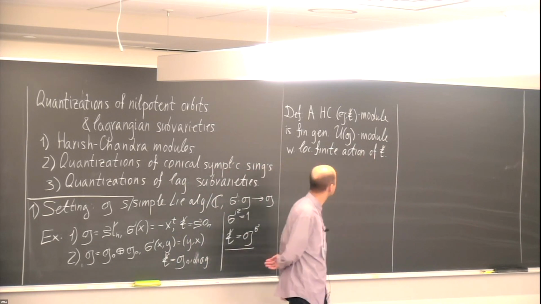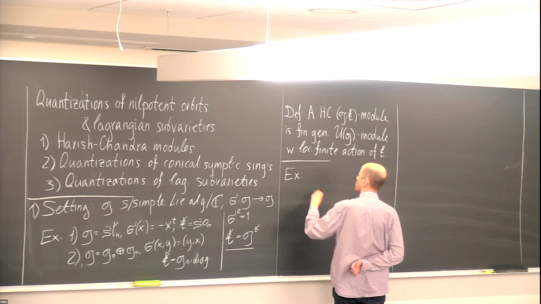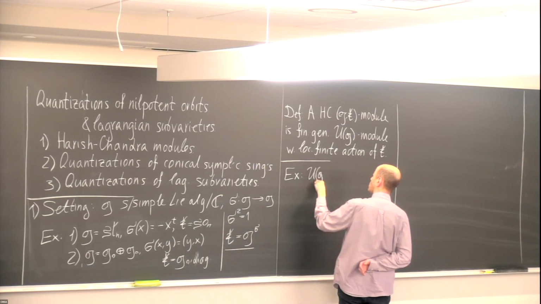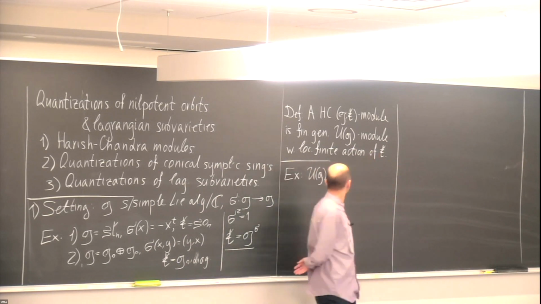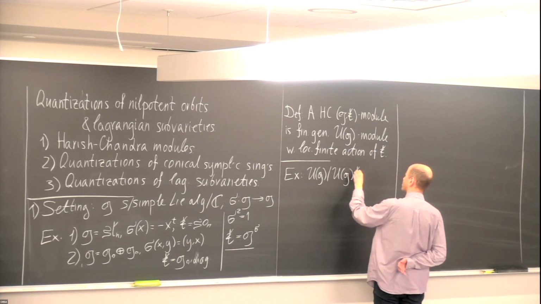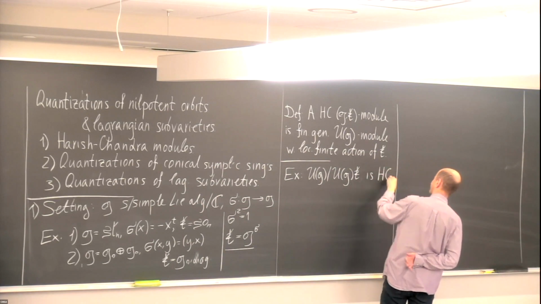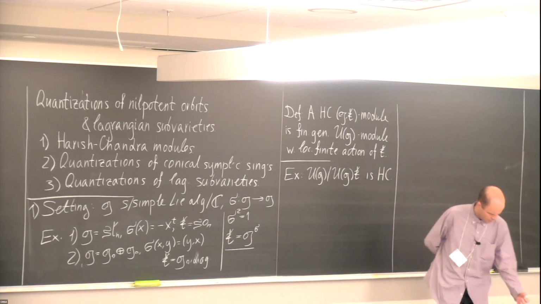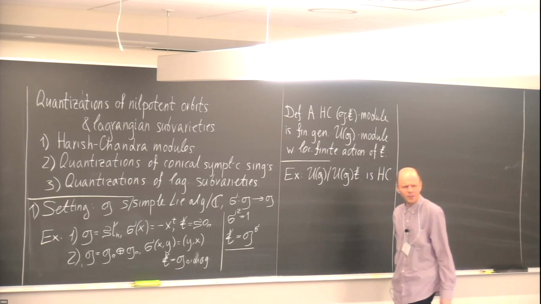Okay. So here is a little example. Take the universal enveloping algebra. This condition certainly does not hold, but it does if I mod out by the left ideal generated by K. So this module here is Harish-Chandra. And well, the notion is due to, surprise, surprise, Harish-Chandra.